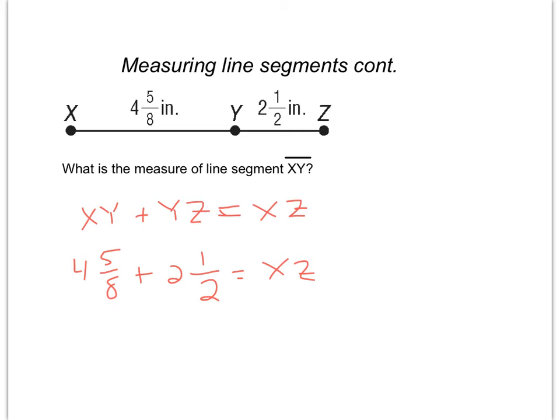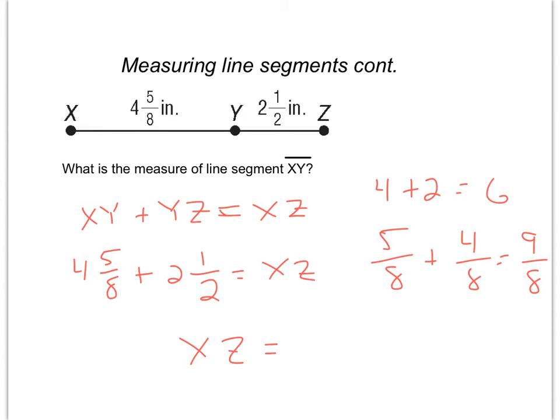Go ahead, folks, and add those up. What do we get for xz? Okay, if I add those up, let's add up the whole numbers first. 4 plus 2 is equal to 6. Let's add up the 5/8 and the 1/2. Well, I'm going to write 1/2 as 4/8. So 5/8 plus 4/8 is 9/8. So basically what I have, I just dropped my stylus, 6 and 9/8. Well, that's not good. You can't have a mixed number combined with an improper fraction. Well, 9/8 is 1 1/8. So 6 plus 1 1/8 is going to be 7 and 1/8.